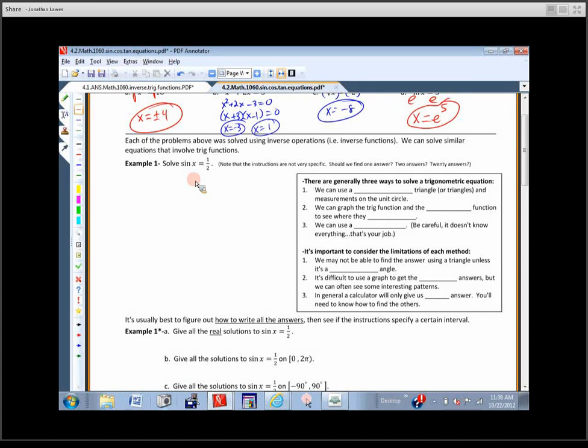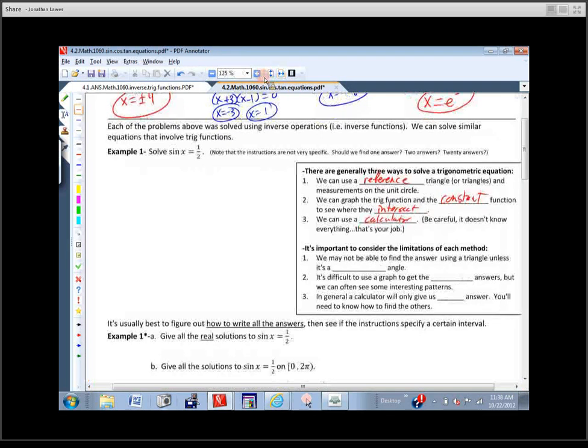But we want to keep in mind this. There are several different ways that we can solve this, and you want to be aware of all 3 of them. So that's what we're going to talk about over here. Okay? We can use a reference triangle, or we might have to use more than one. So we can draw a triangle and figure it out from that. We can graph the trig function and the constant. So I could graph sine of x and I could graph the line y equals 1/2. It's just a horizontal line. See where they intersect or where they cross. And then we can also use a calculator. Always nice when we're able to do that.